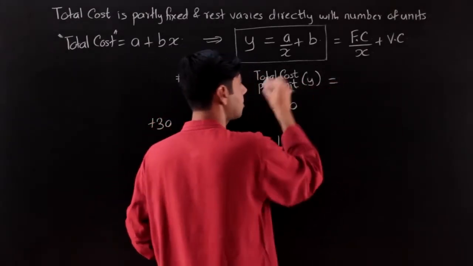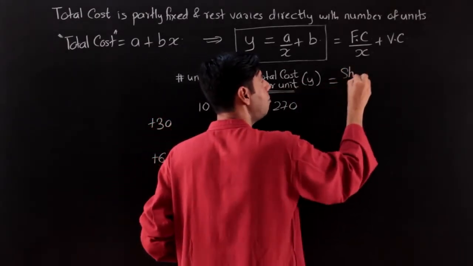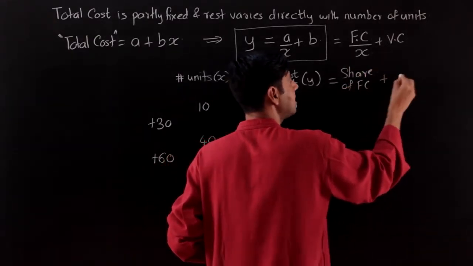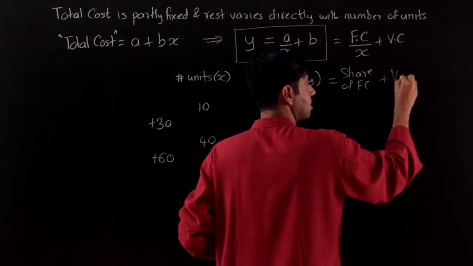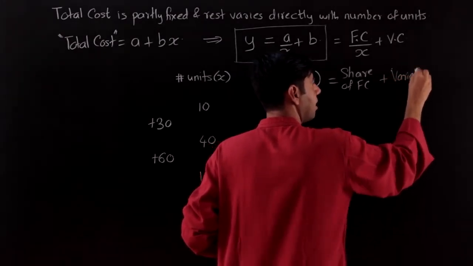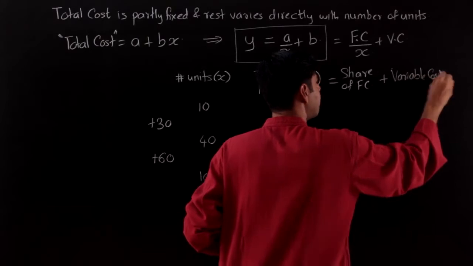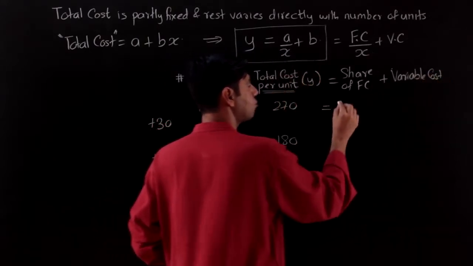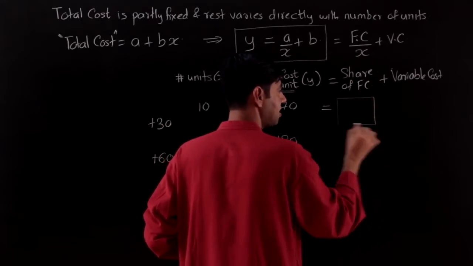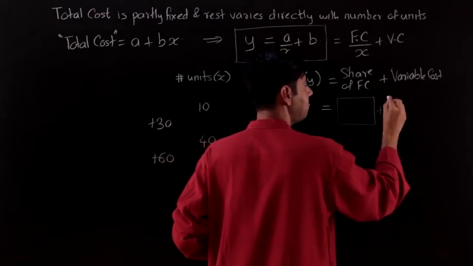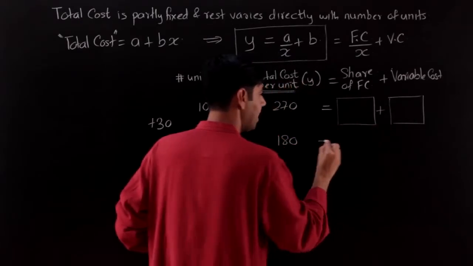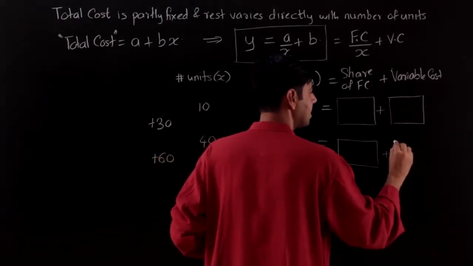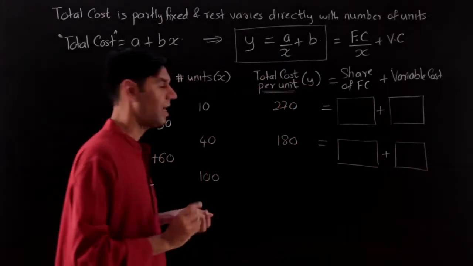So I can change the total cost per unit into share of fixed cost plus the variable cost, right? And this is what I'm going to do to solve it directly. We are going to divide this 270 into a certain share of fixed cost plus a variable cost. 180 I will also divide into share of fixed cost plus a variable cost, right?